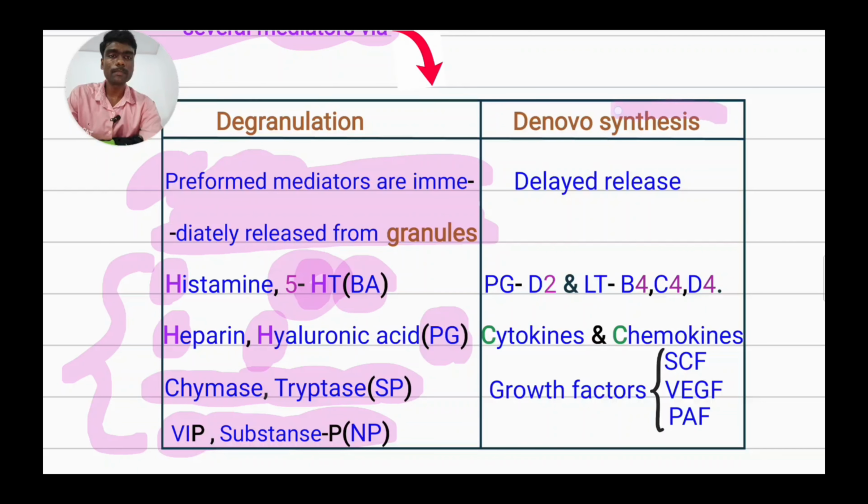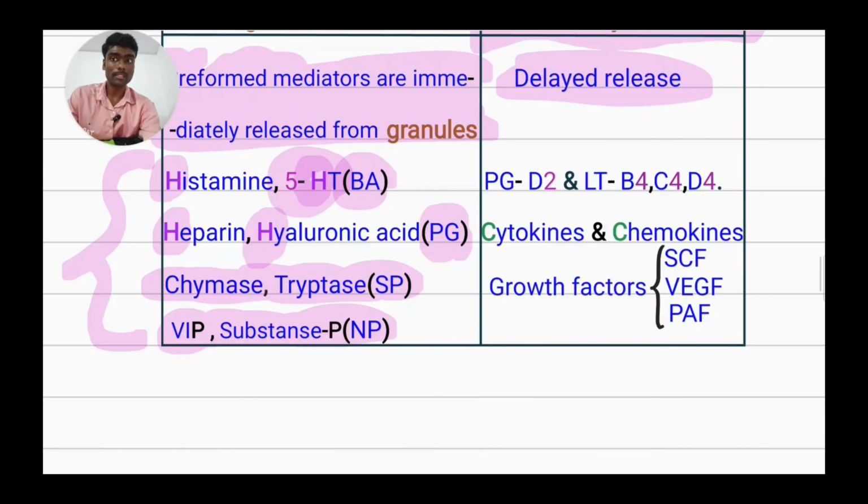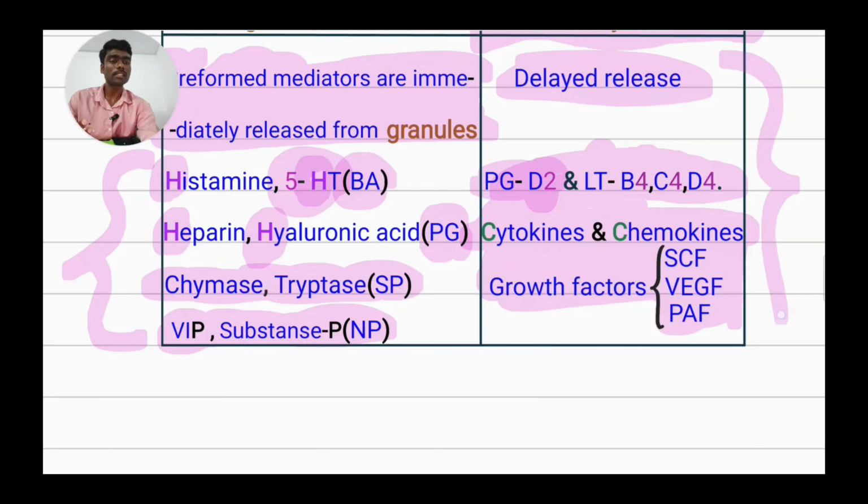Now we will see some mediators that are synthesized freshly, newly. That's why it is called de novo synthesis. Because it takes time to synthesize, it will be released with a delay. What are the examples of de novo synthesized mediators? Prostaglandins like D2, leukotrienes B4, C4, D4, cytokines and chemokines. Growth factors like stem cell factor, vascular endothelial growth factor, platelet activating factor. These are all examples of mediators which are synthesized newly and then released with some delay.